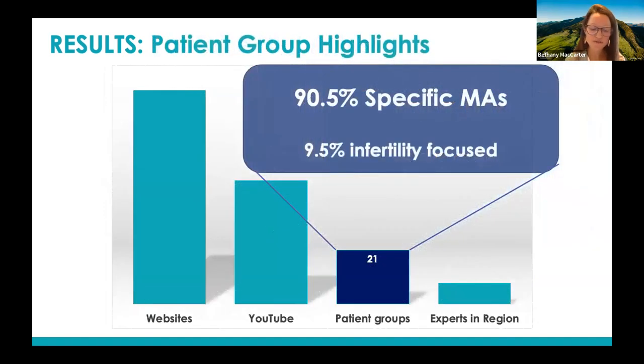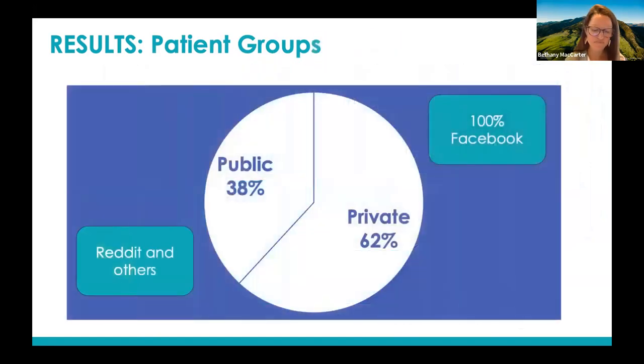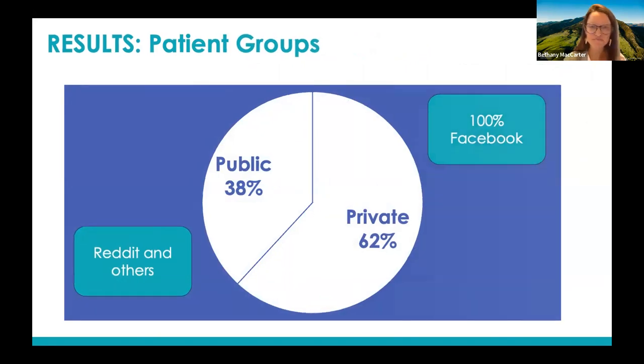Of the 21 patient groups, most were tailored to one specific MA, and some of these had an infertility focus. There were no adolescent support groups identified or groups for parents of adolescents with an MA. Breaking this down a little further, we found that 62% of the patient groups were private. All of this was housed on Facebook, while the rest were public, and this included Reddit and a few other public forums.